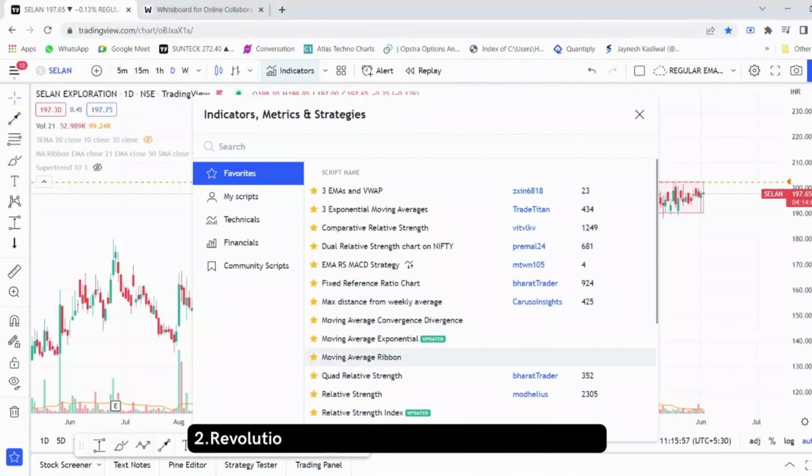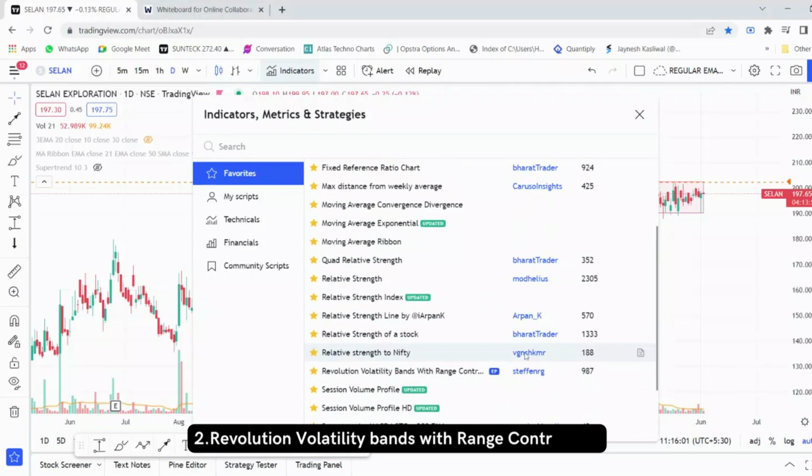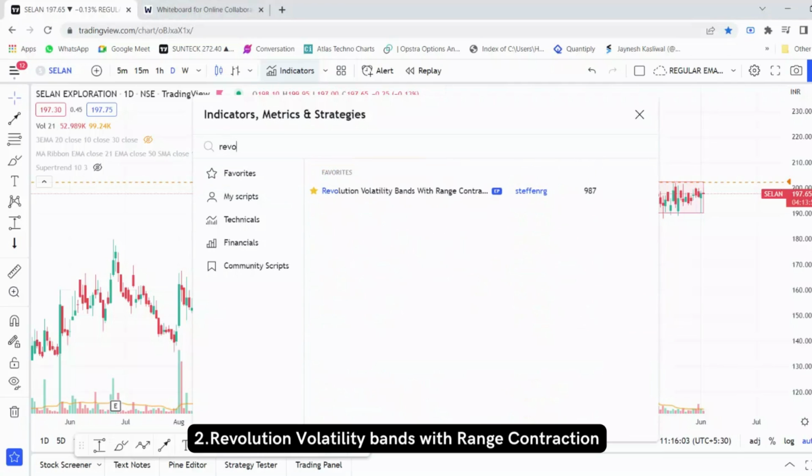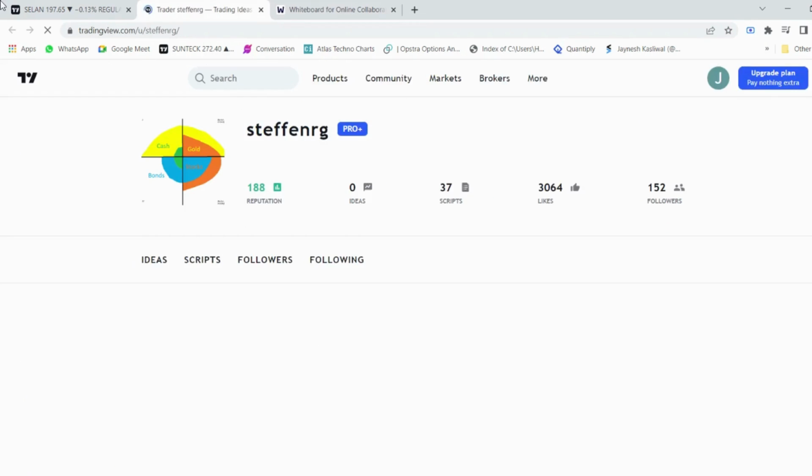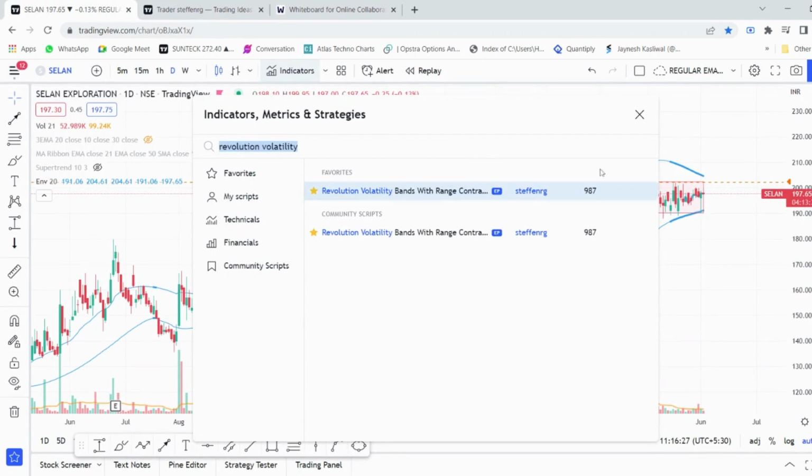The second indicator that we are going to talk about is Revolution Volatility Bands with Range Contraction. So we will type here revolution volatility. You will see an indicator named Revolution Volatility Bands with Range Contraction that has around 987 members using it. Once we click on that, the indicator gets plotted on the chart.